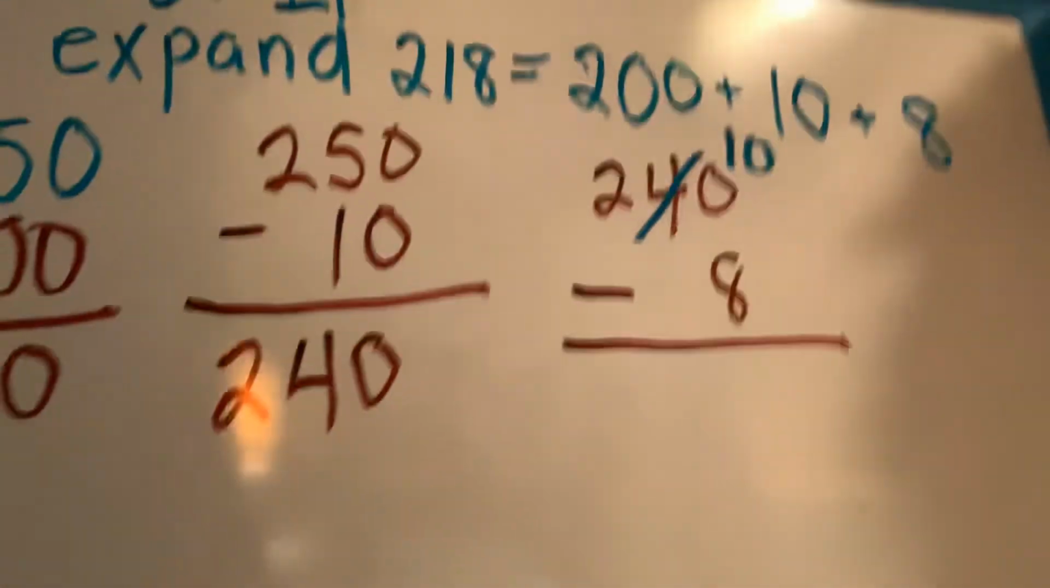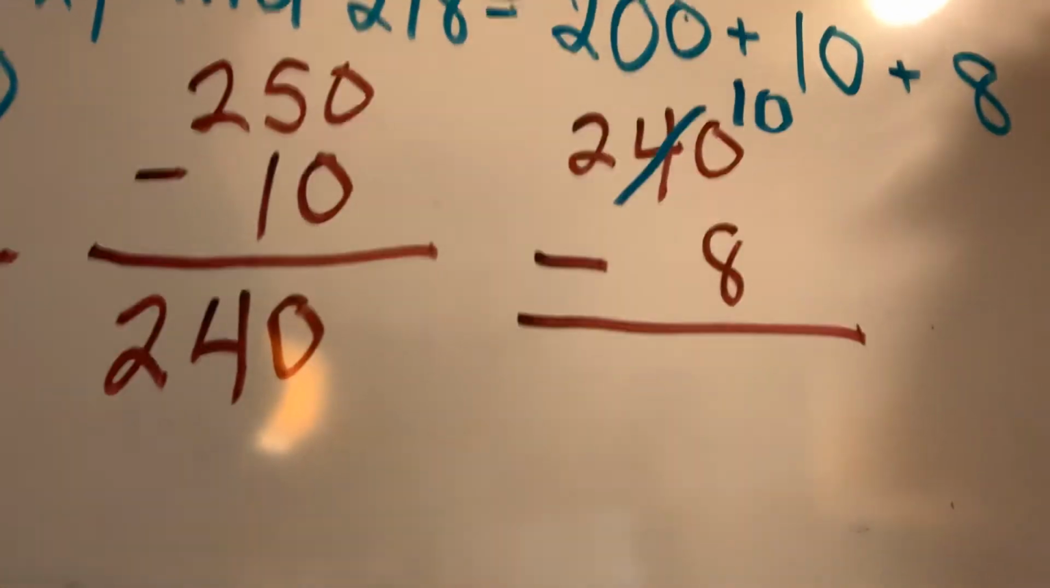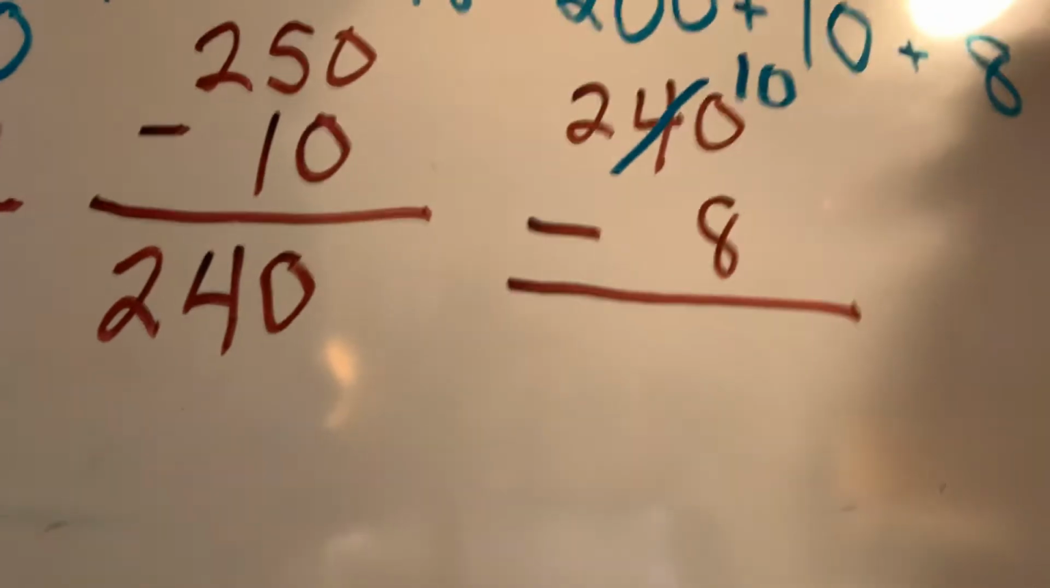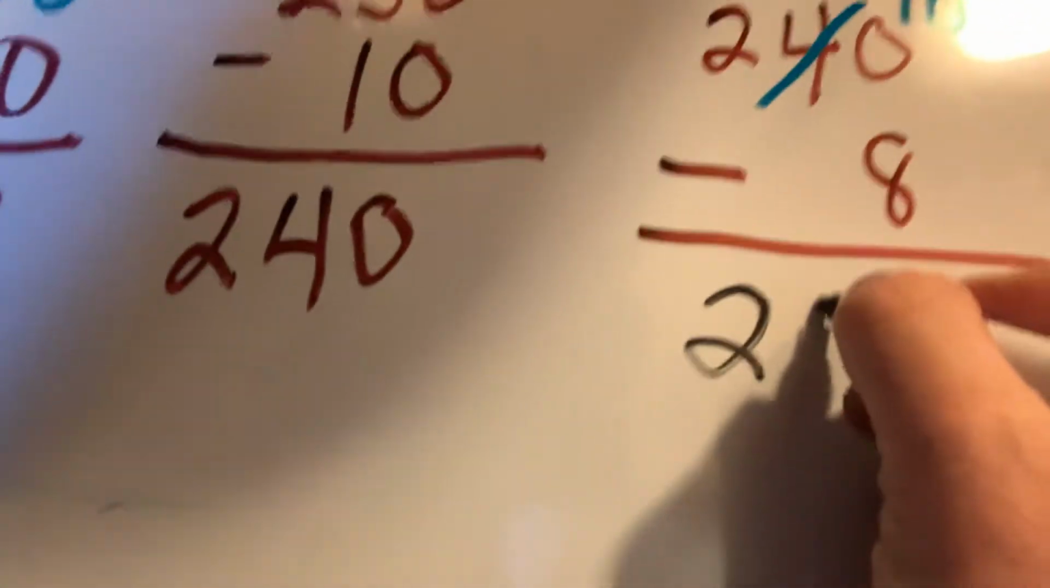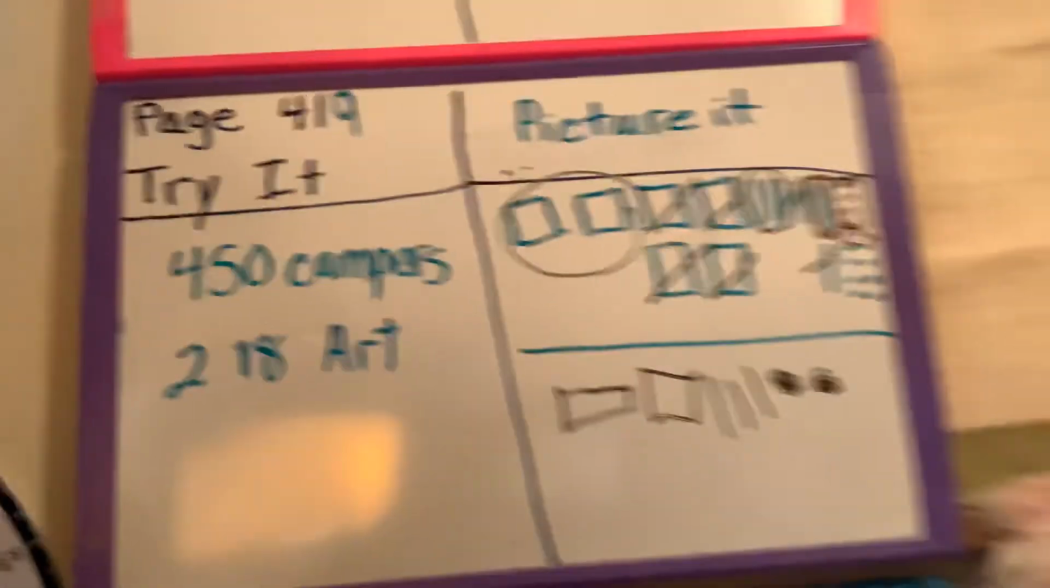And what do I get? What do you say? What is 8 back from 240? You're right. 232. Okay, so let's take a look up here. Did we get 232 with our 10s? We did. Man, we're having a good day.